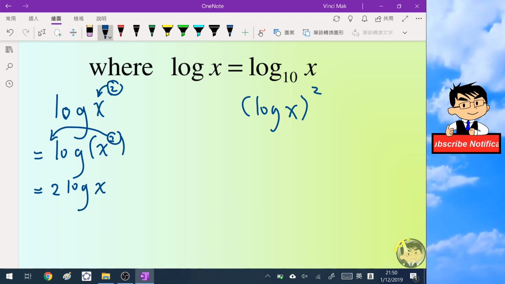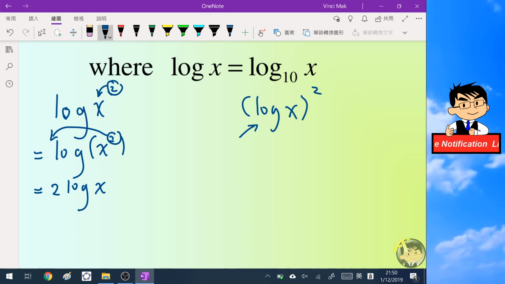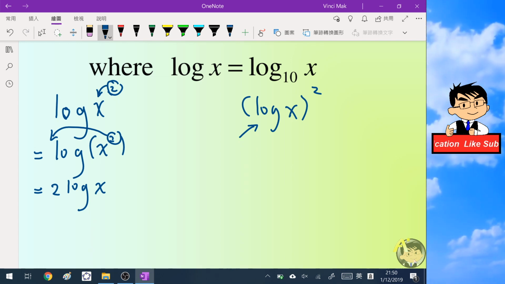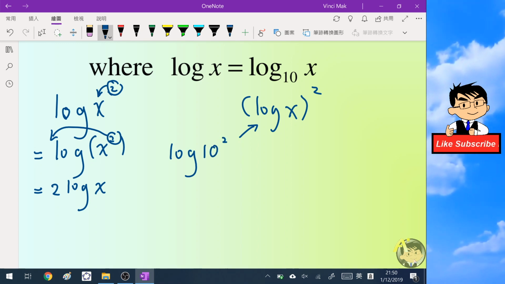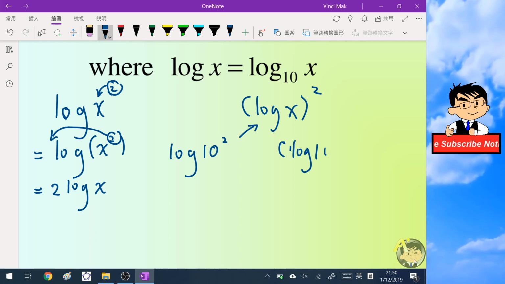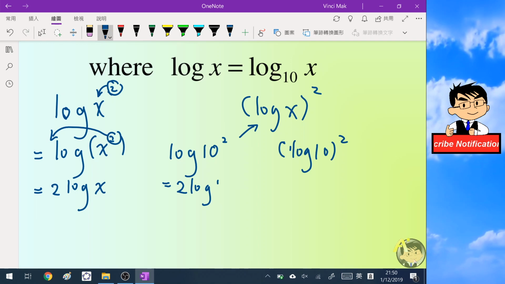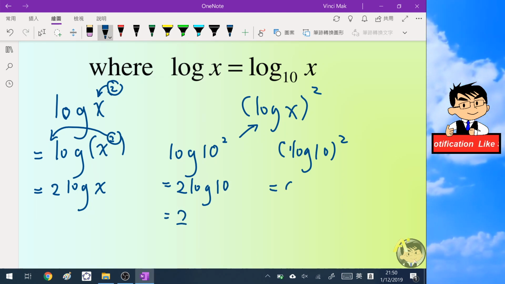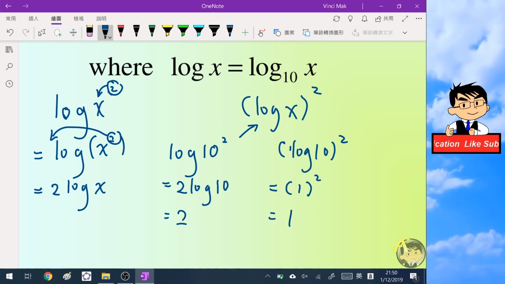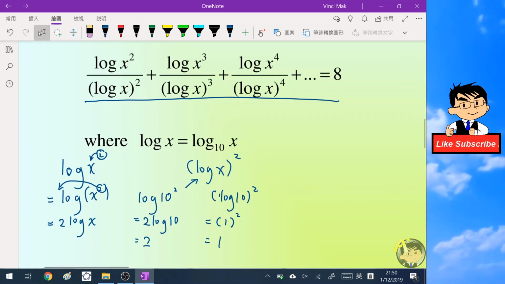For the right hand side, we cannot do any simplification at the time being, and you can plug in some numerical value to have a comparison, like log 10 square and bracket log 10 whole square. The first one is equal to 2 log 10, which is 2, and the second one is the 1 whole square, which is 1. So they are different.